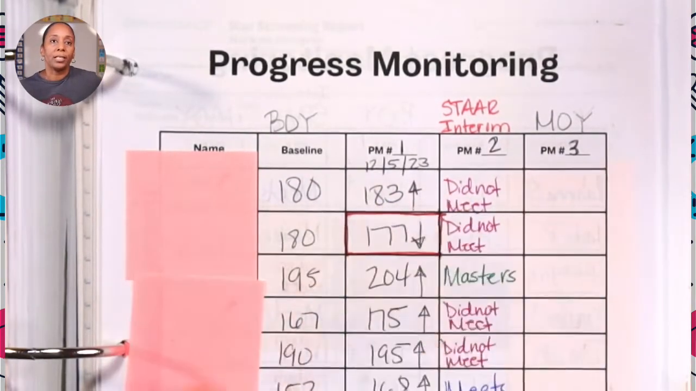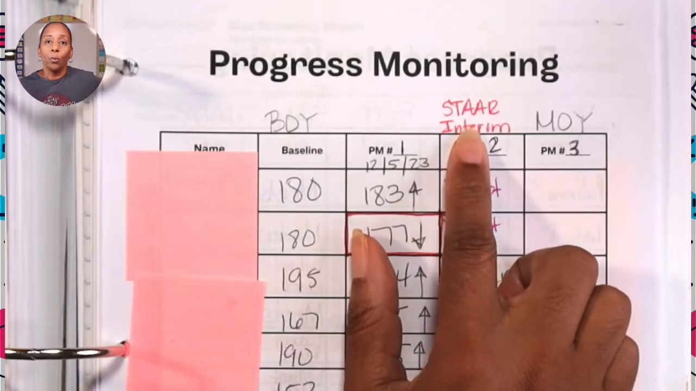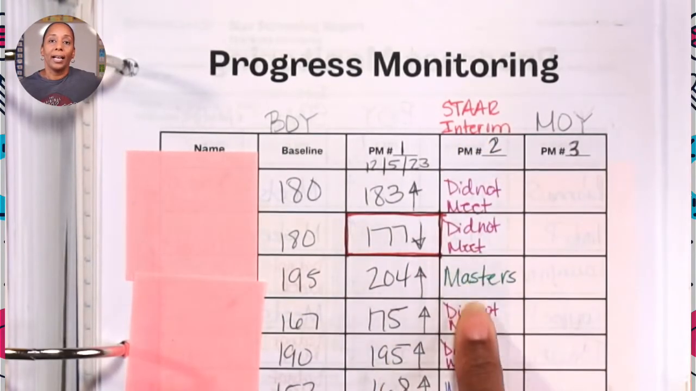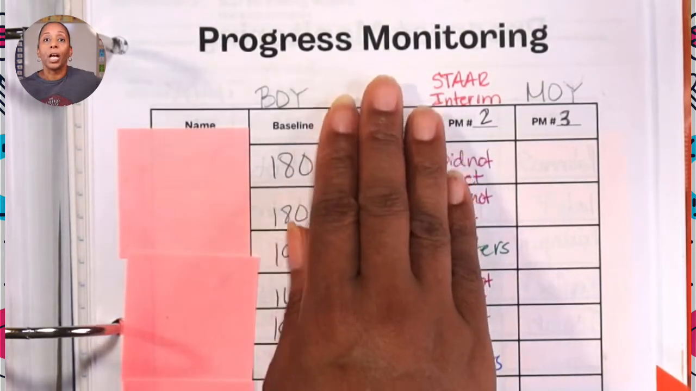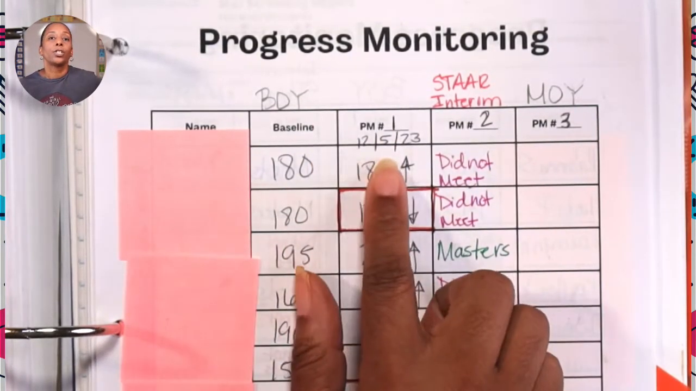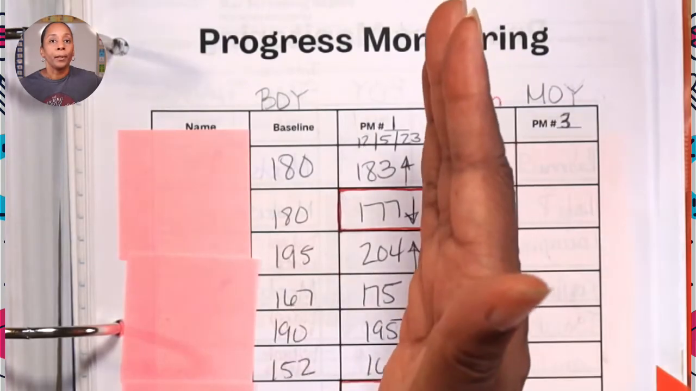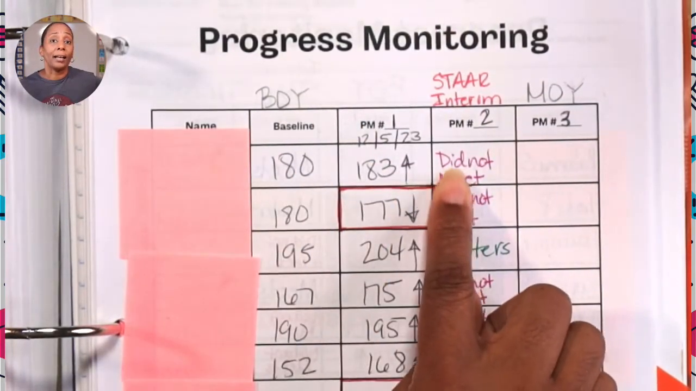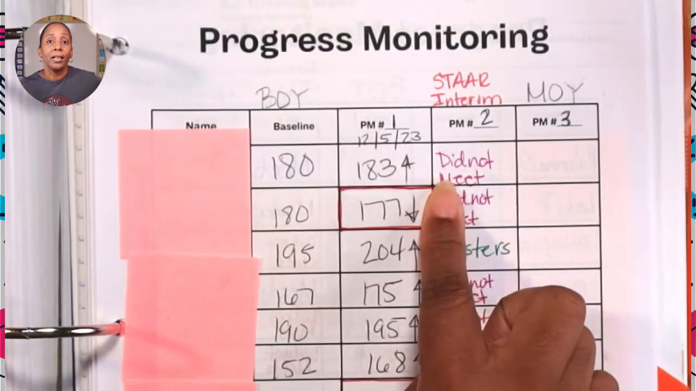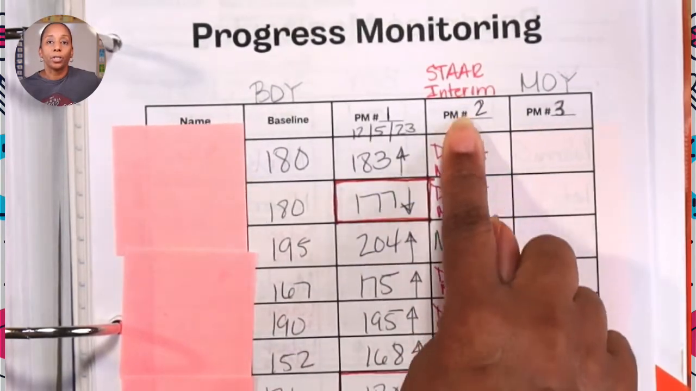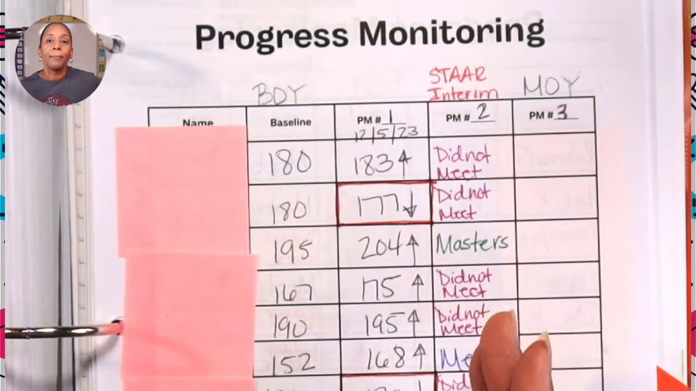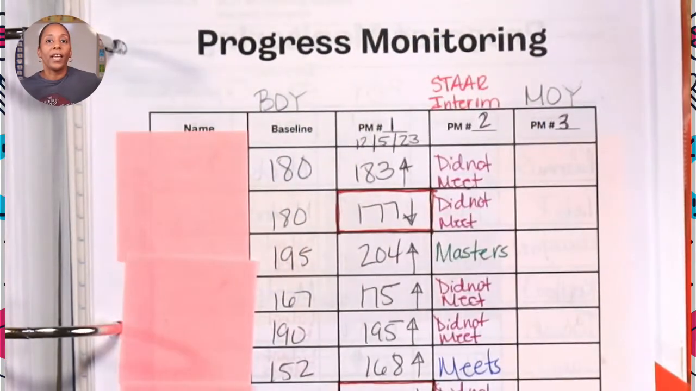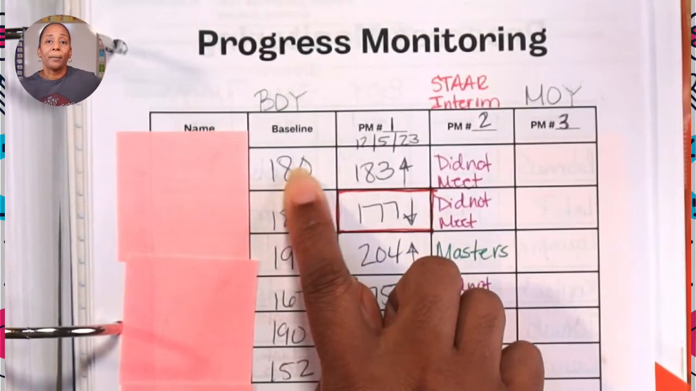I don't just take one data point. We took the interim STAR, and I actually put all their data in here so that I can see, because these are not aligned. This is not aligned to this. Because look at the STAR interim. It goes did not meet, masters, all of that. So this is MAP data.